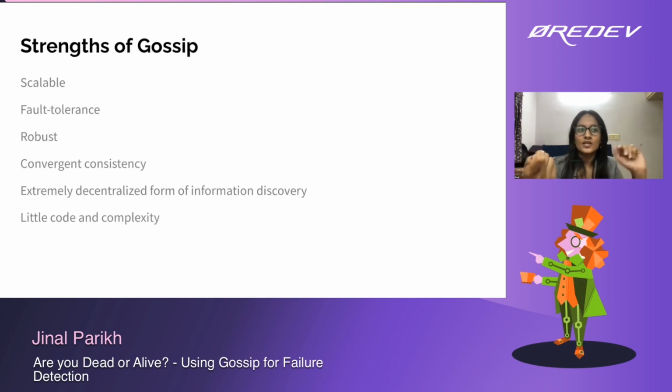There are parameters that we can tweak so that all nodes receive the information. But yes, it's convergent. And it's decentralized. That was how we started this talk. It's extremely decentralized. It's peer-to-peer. And its latencies are often acceptable if the information is not going to be used immediately, because it's eventually consistent.